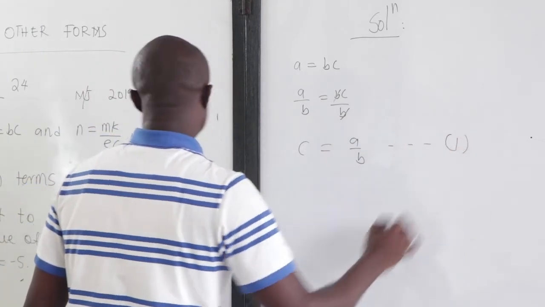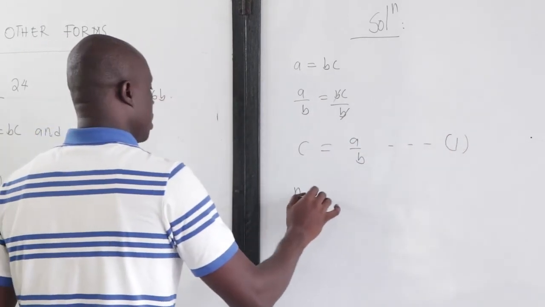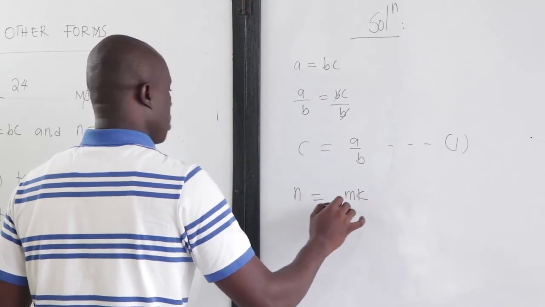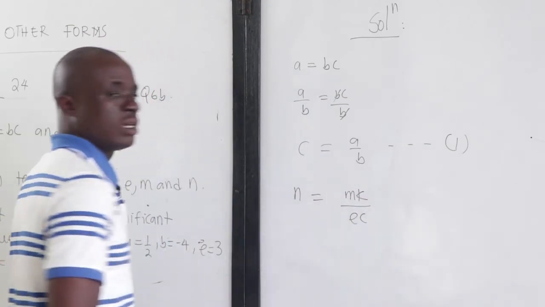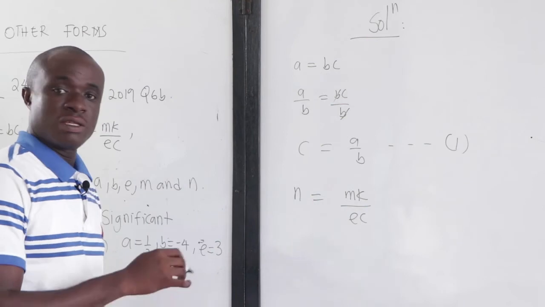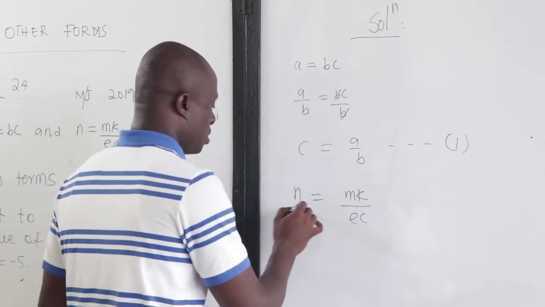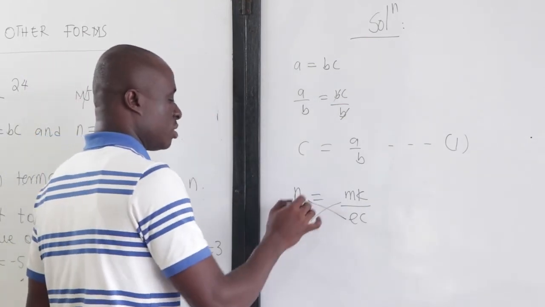So let's call this one equation 1. Now, let's see the other one. n equal to mk all over ec. We want to eliminate the c, so let's make the c the subject. This is over 1, so we can cross multiply.